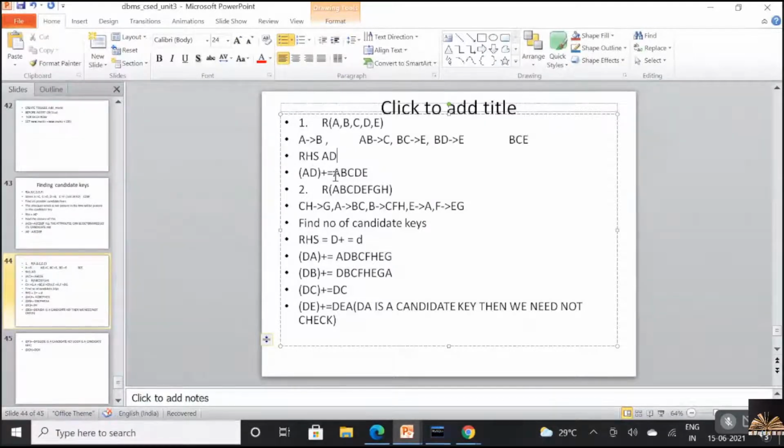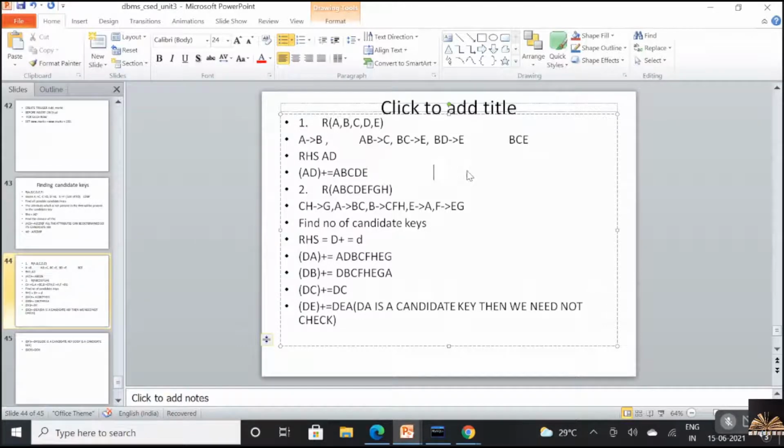AD plus is giving me AD, by the reflexive property, AD. Now A is giving me B. Using this particular FD, I can say A is giving me B. So here I can write B. Now AB together is giving me C. AB together is giving me C. Okay, so I can write C over here. Now BC together is giving me E. I've got all the attributes of the relation. Hence, I can say that AD is also a candidate key.